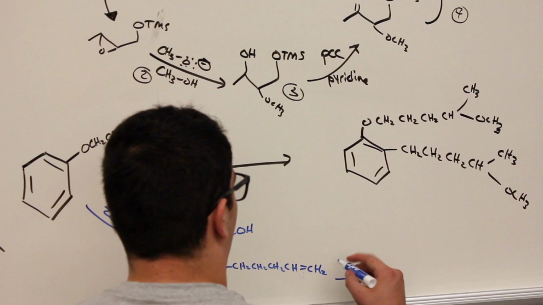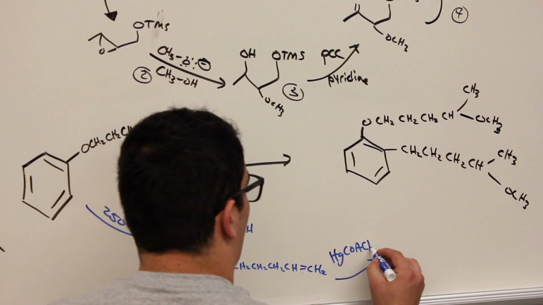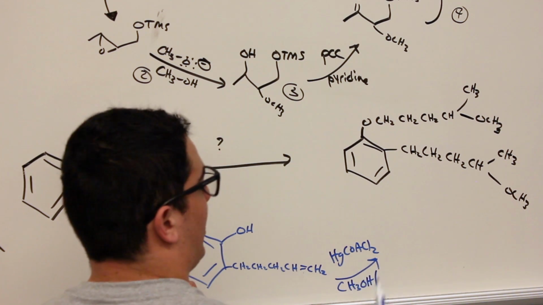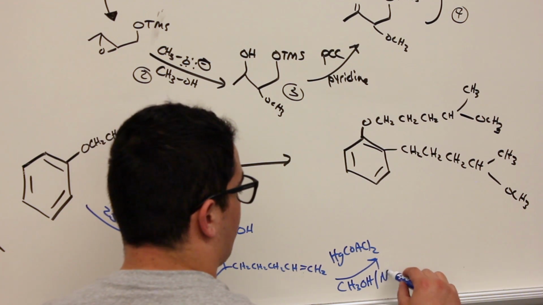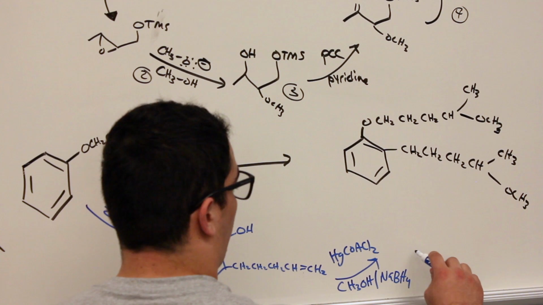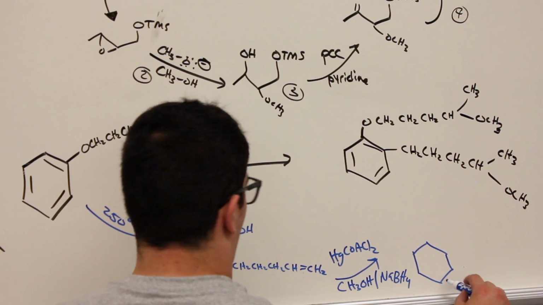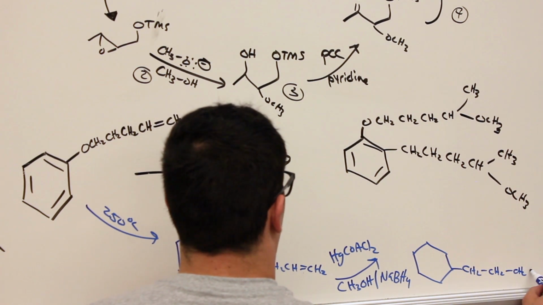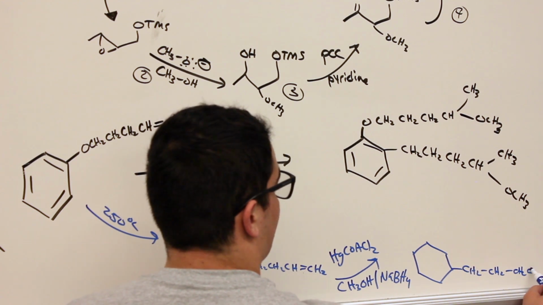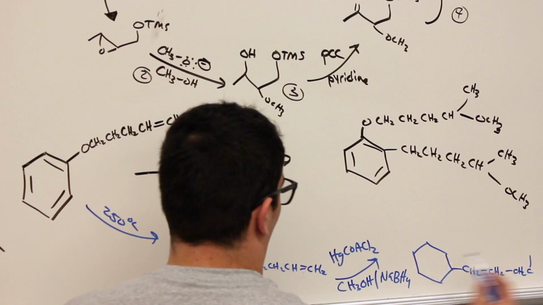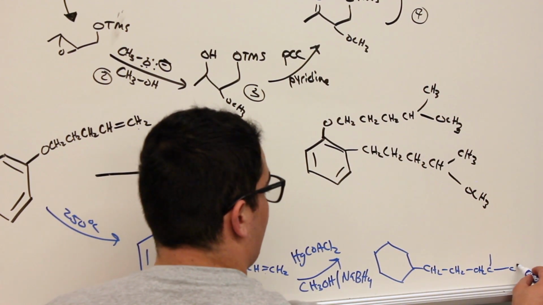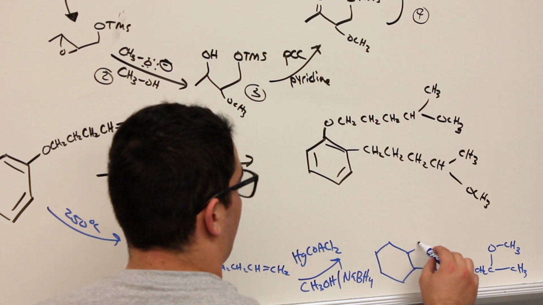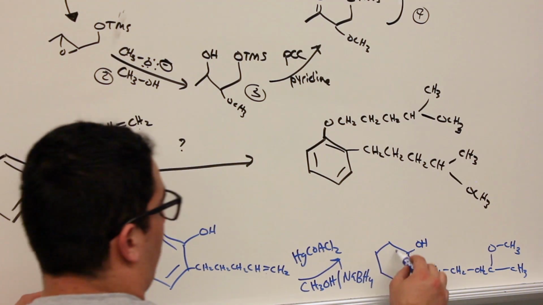So what am I going to do here? I'm going to react this with mercuric acetate here, and then I'm going to react this with CH3OH. And then remember, to remove the HgOAc, I do this with sodium borohydride. Well, what's the result of that? I have CH2, CH2, CH2, C. Remember what happens? Whenever I do this reaction, I get a CH3 here, and I get my ether right there. And then what else do I have? I have an OH there. And we still have our benzene ring.